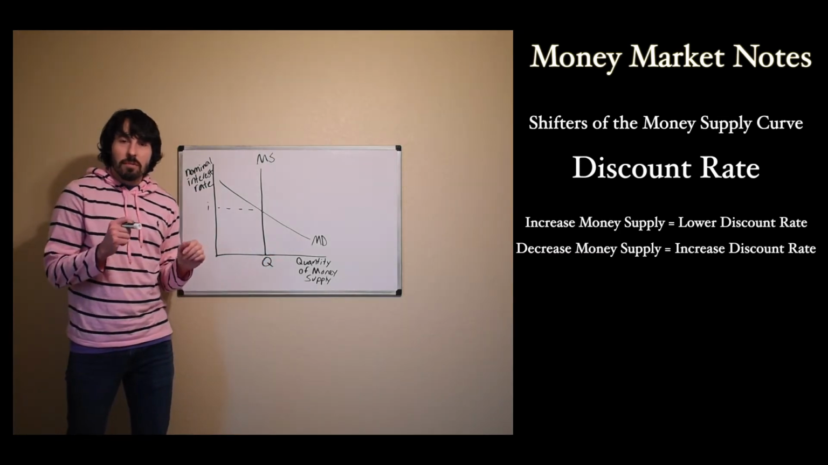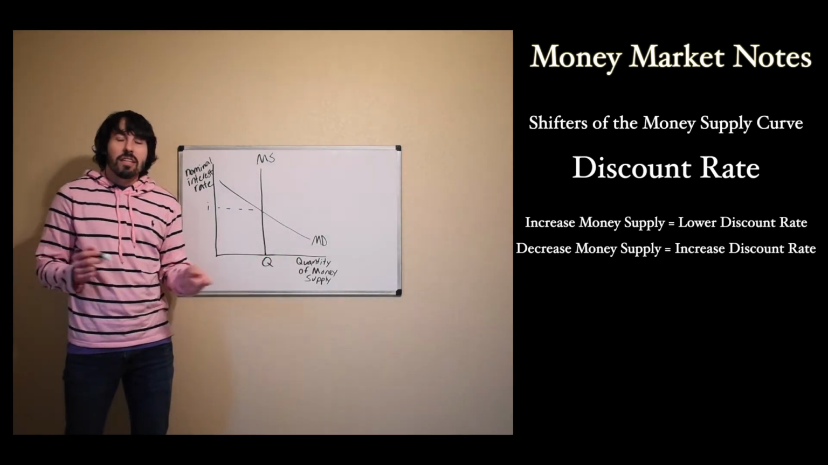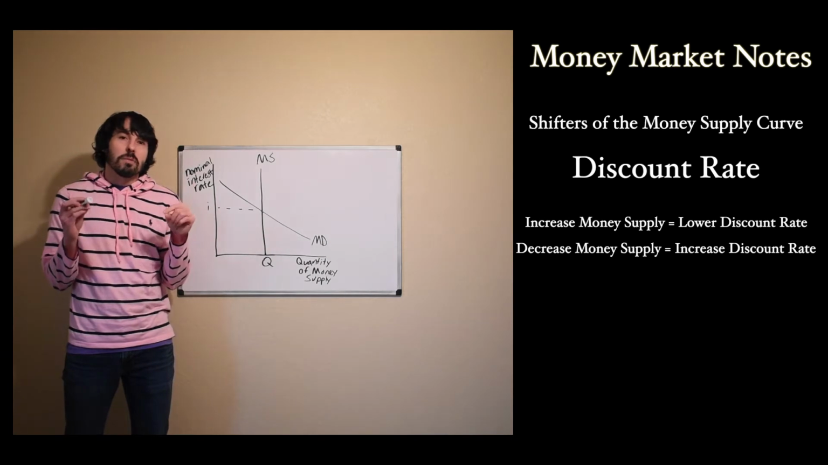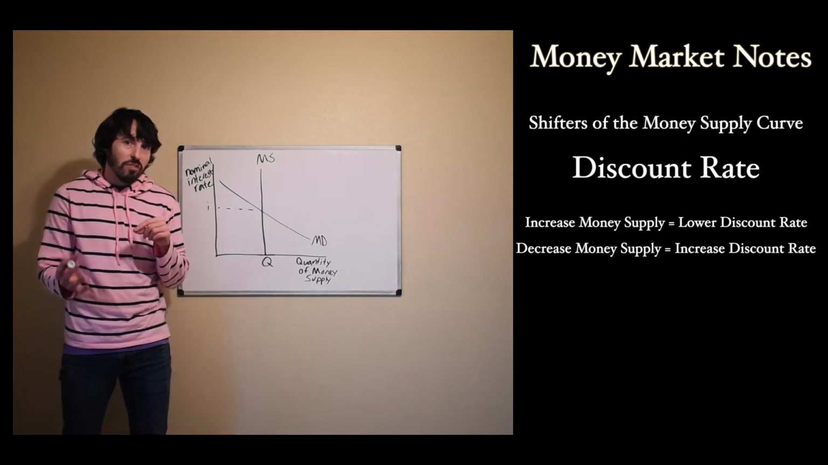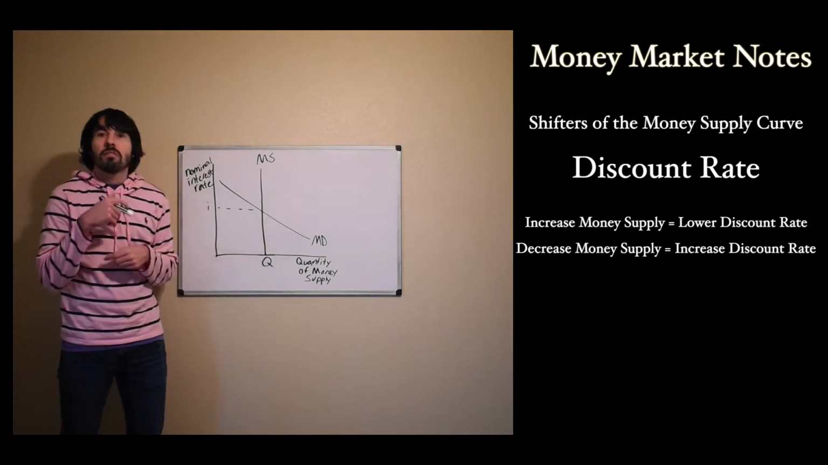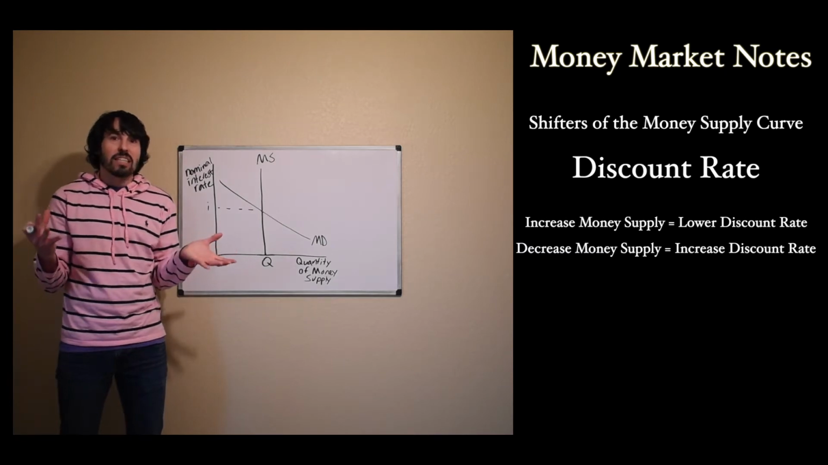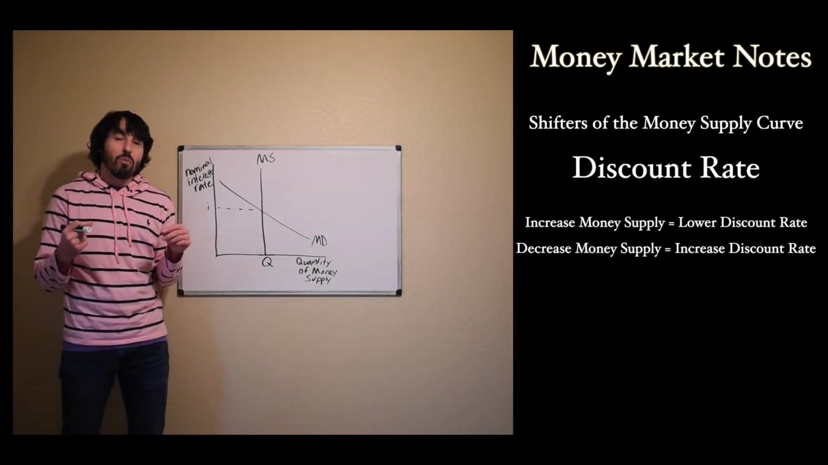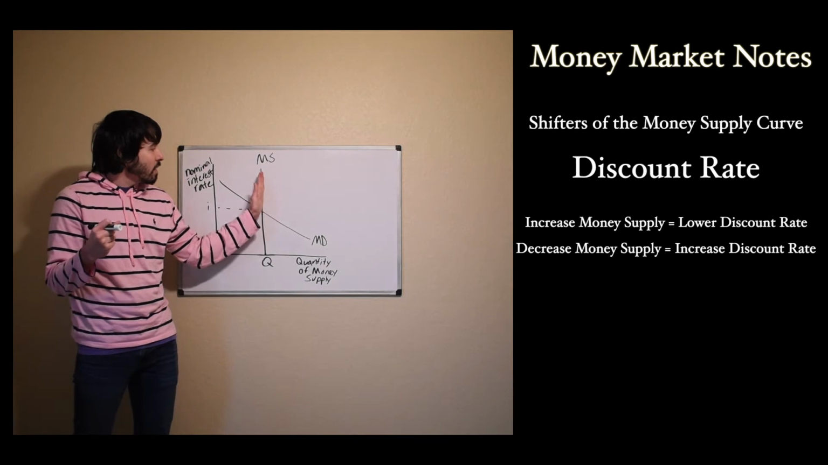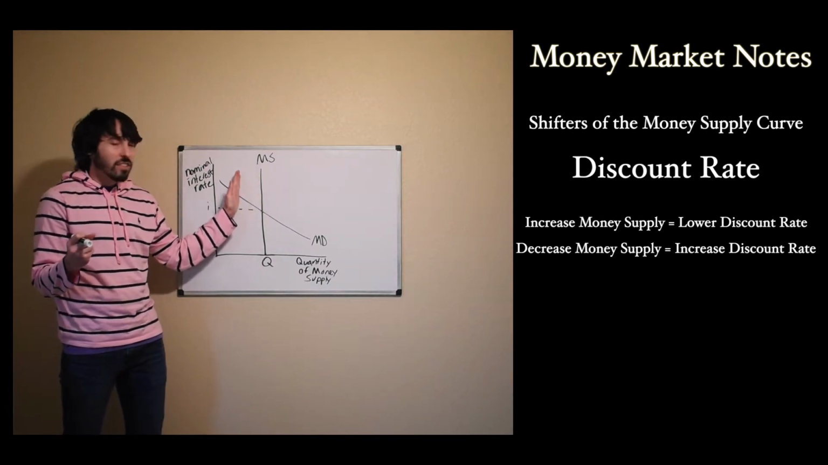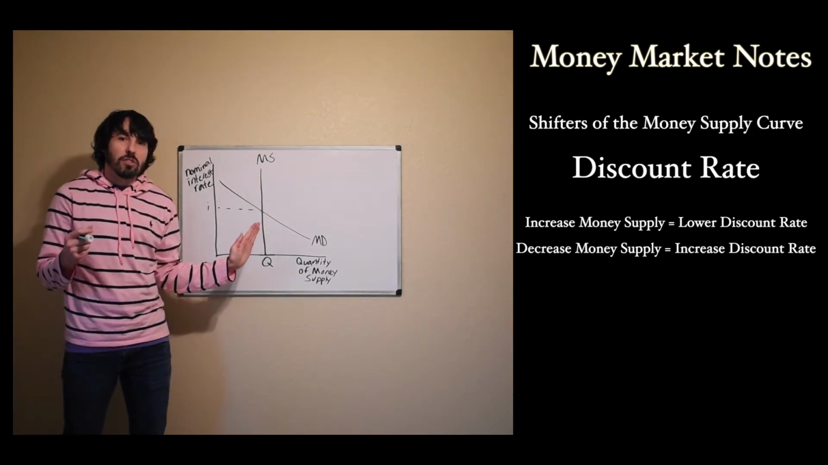If they want to decrease the money supply, they can just do the opposite. They can increase the discount rate, which makes it more expensive for commercial banks to borrow from the Fed, which will lead to less borrowing. They'll pass that increased price on to us. It'll cost us more to borrow money from the commercial banks. Money supply will decrease and shift to the left, and we'll have a higher nominal interest rate.